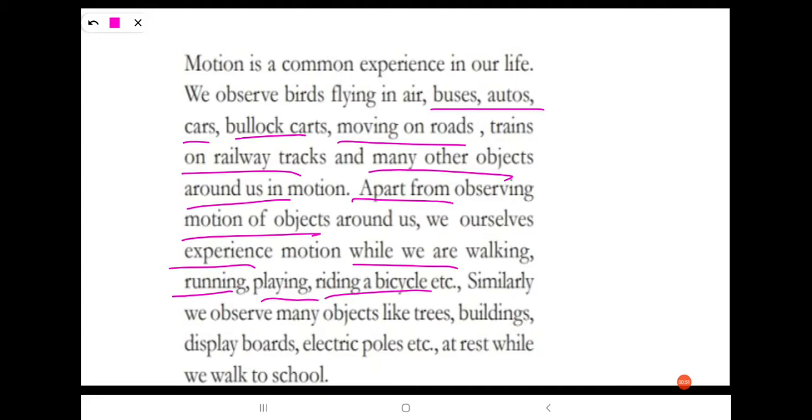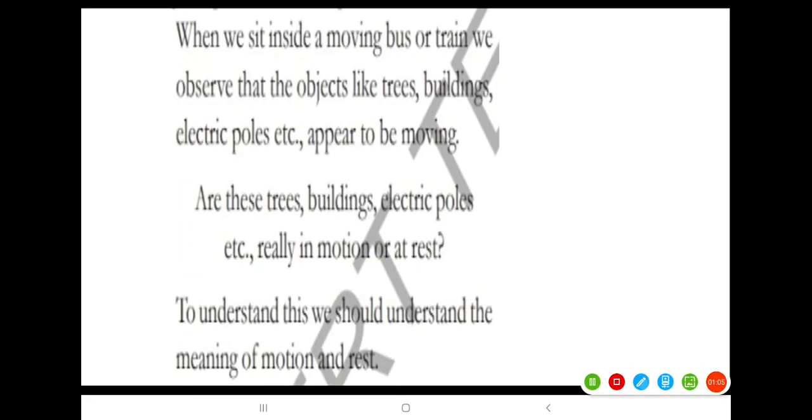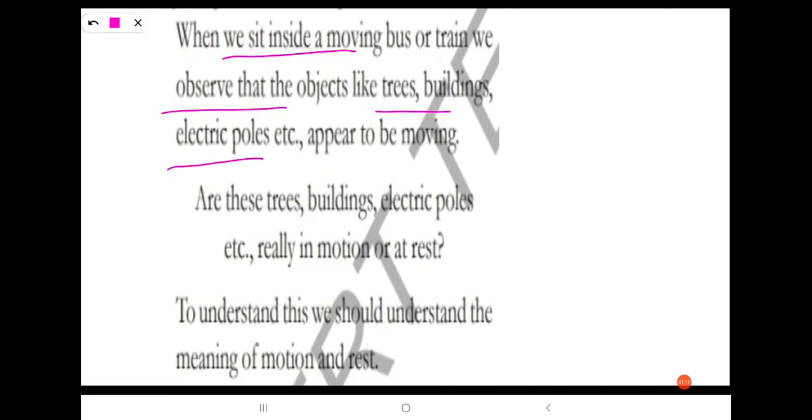Similarly, we observe many objects like trees, buildings, display boards, electric poles, etc. at rest while we walk to school, right? When we sit inside a moving bus or train, we observe that objects like trees, buildings, electric poles, etc. appear to be moving. Are all these trees, buildings, electric poles, etc. really in motion or at rest? To understand this, we should understand the meaning of motion and rest.